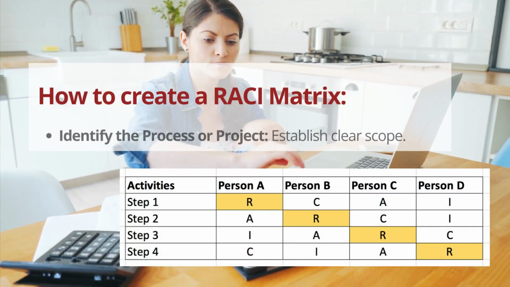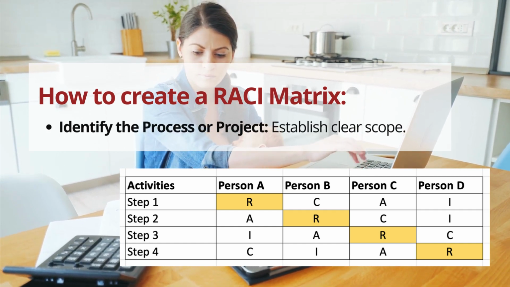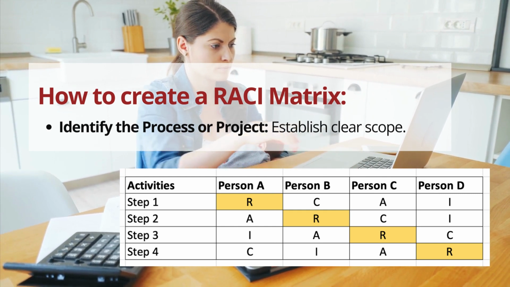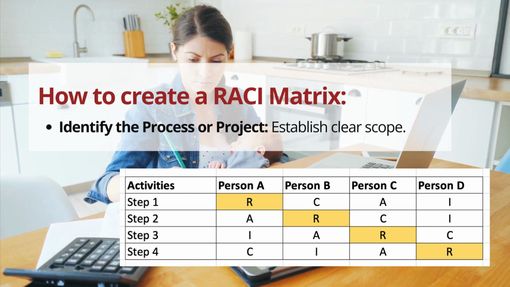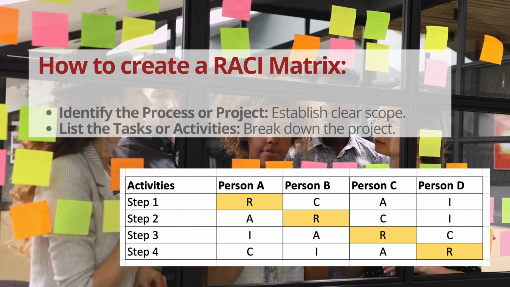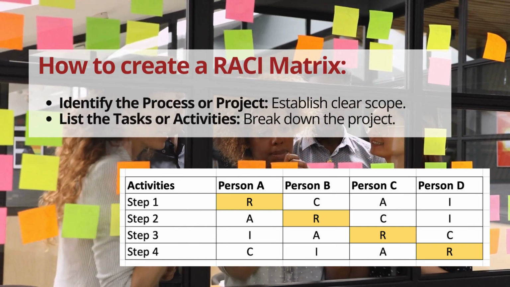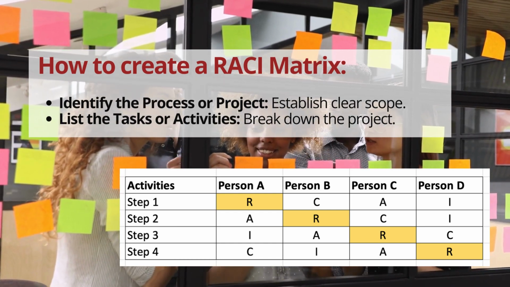How to create a RACI matrix. Now, let's go through the steps to create a RACI matrix. Step 1. Identify the process or project. Determine what specific process, project, or task you want to create a RACI matrix for. It's crucial to have a clear scope. Step 2. List the tasks or activities. Break down the process or project into individual tasks or activities. These will become the rows in your matrix.